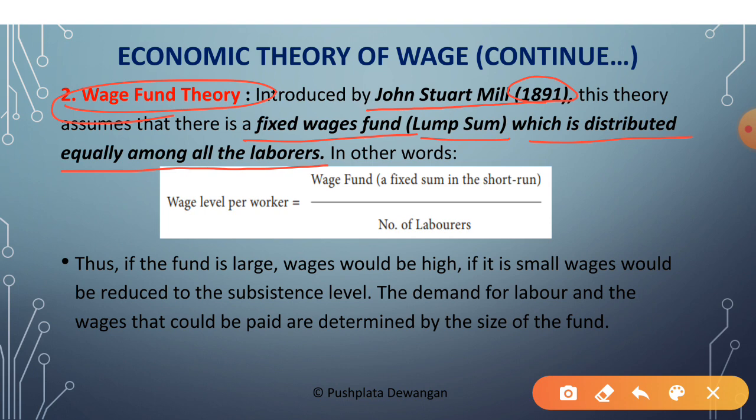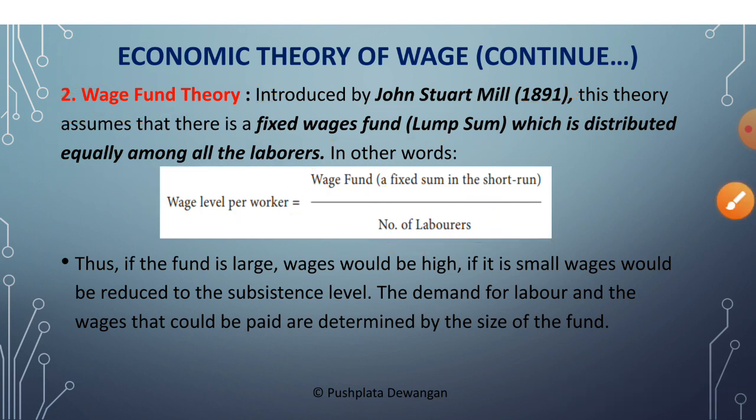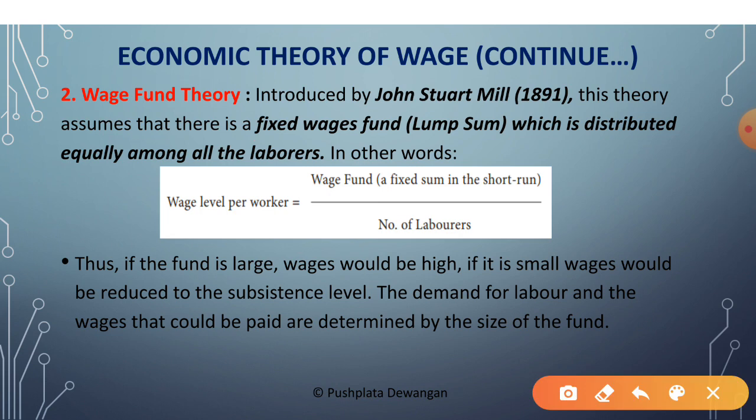So the formula given by J.S. Mill is: the wage level per worker is equal to the wage fund, that is a lump sum in the short run, divided by the number of workers. So this much amount must be distributed to the laborers, without any consideration of other factors.